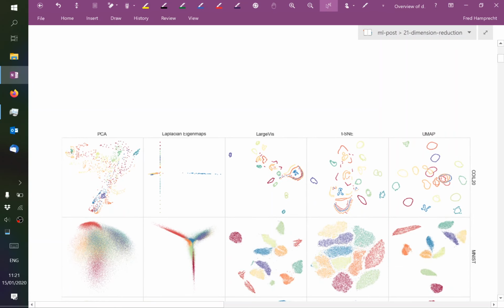So we have here in the first row the so-called COIL 20 data set, which I think is generated as follows. 20 distinct objects have been put on a turning table, and then a camera has looked at them, and the object has turned around 360 degrees. And because the first image is the same as the last image, you know that even though the observations are high-dimensional, they should somehow form a closed loop.